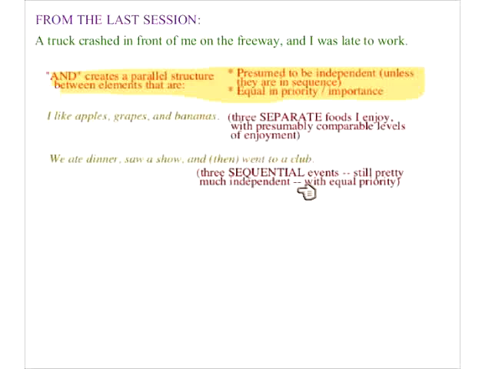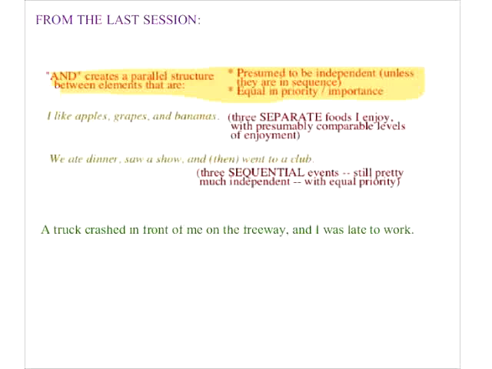"We ate dinner, saw a show, then went to a club." These are sequential, but they're basically still separate. Like, none of these things are sub-functions of any of the other ones, or dependent on any of the other ones, or components of any of the other ones, and so on and so forth. So this is how the word "and" works.